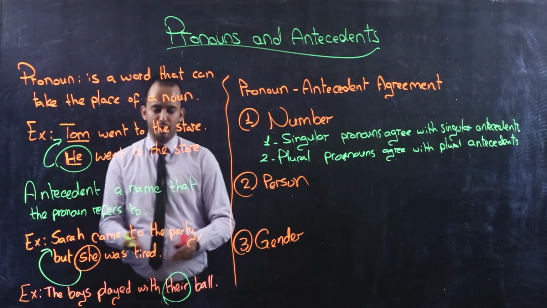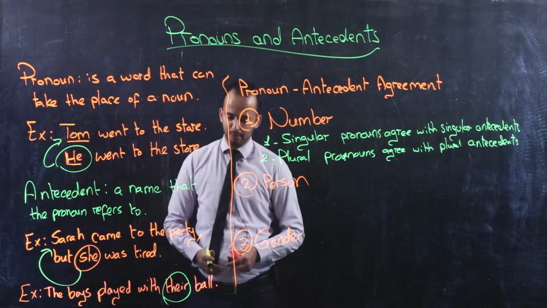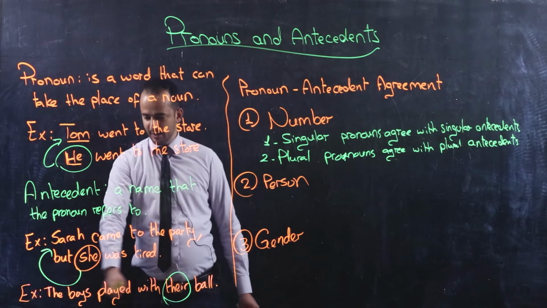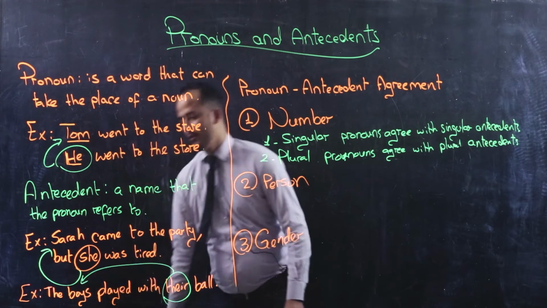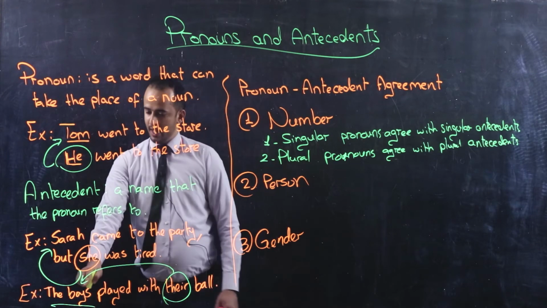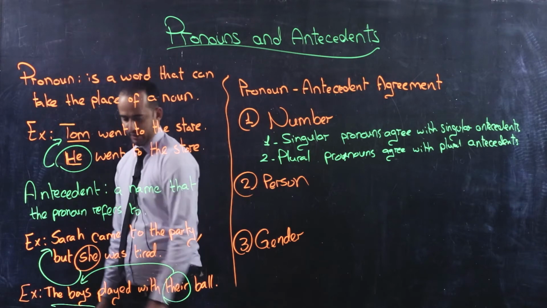We said with their ball. Now, their here must refer to a group of people or to a group of things. When you read the sentence, you will know that their refers to the boys. So their is the pronoun and the boys is the antecedent, because their refers to the boys.